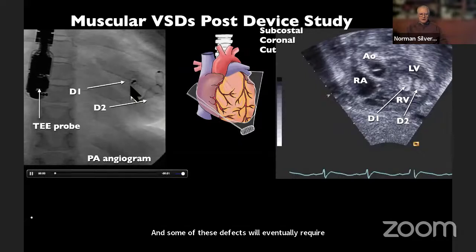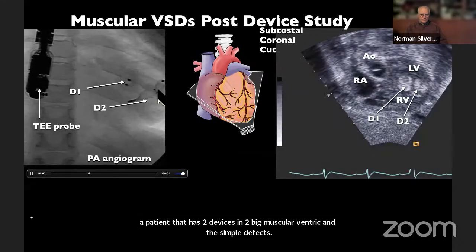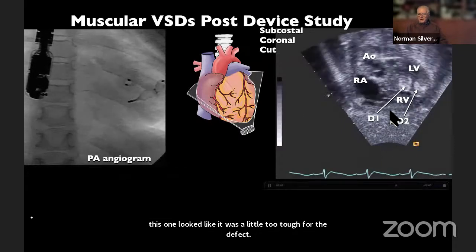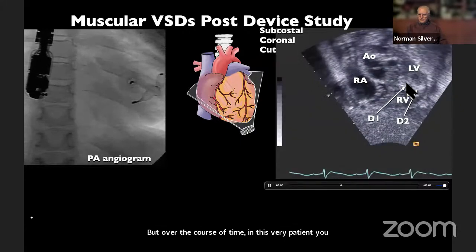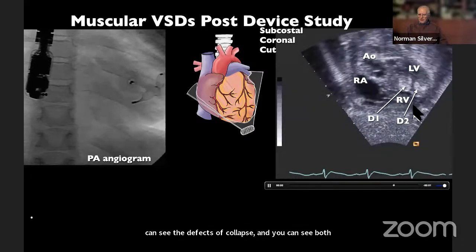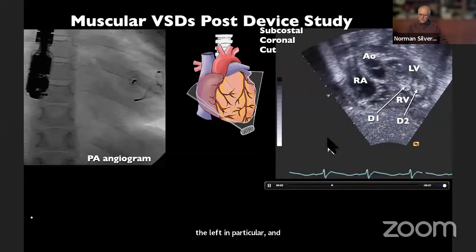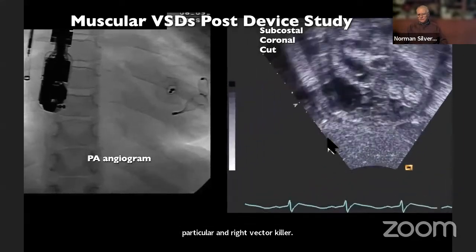Here's a patient that has 2 devices in 2 big muscular ventricular septal defects. Okay, this one looked like it was a little too tight for the defect, but over the course of time in this very patient, you can see the defects have collapsed, and you can see both the left ventricular and right ventricular discs of these 2 muscular devices.